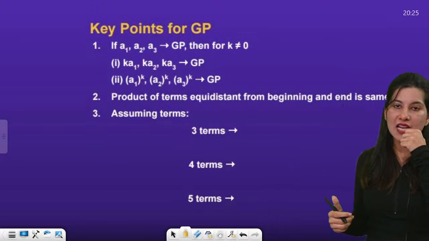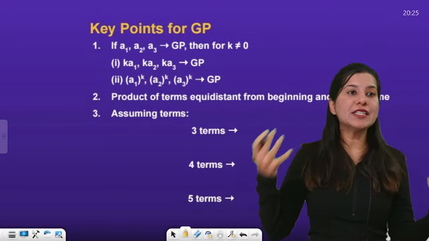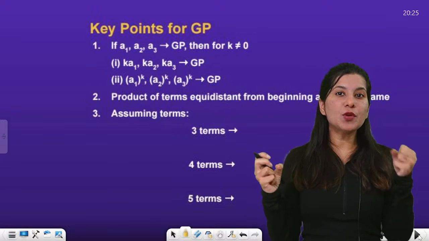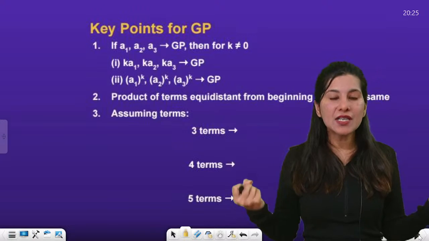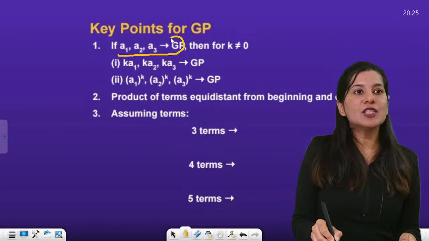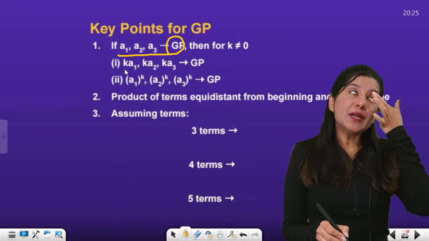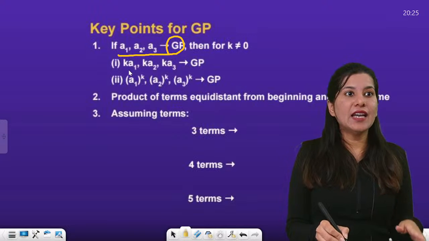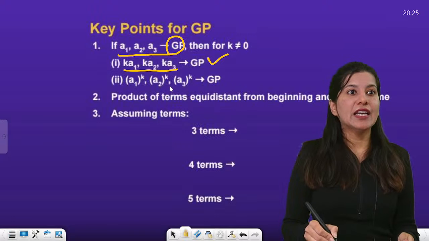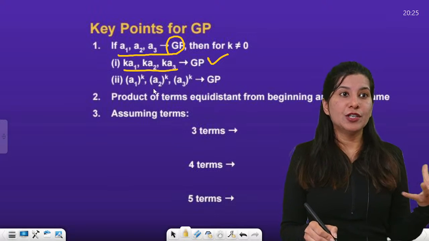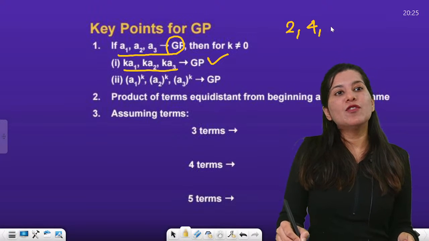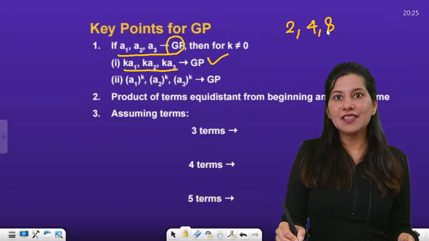Clear? Now let us understand some key points for GP, geometric progression. The way we studied some properties of arithmetic progression which helped us in problem solving. So if 3 terms are given in GP, if I multiply any constant in GP, it will remain a GP. And one very important thing, if I raise any power to all the terms of a GP, it will still remain in GP. Let me show you. If 2, 4 and 8, can you see these 3 things are in GP?